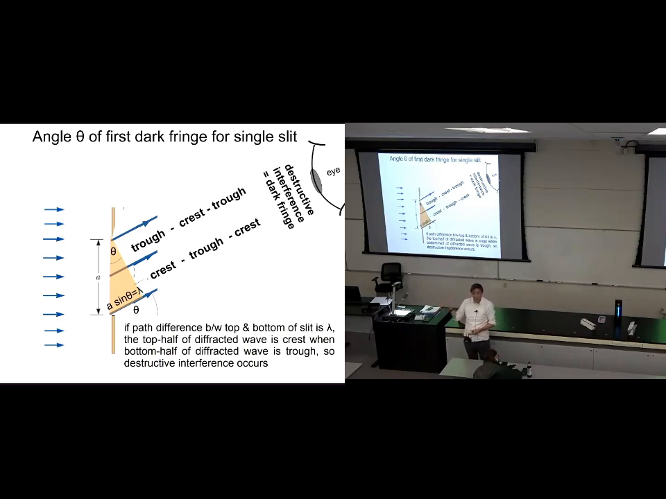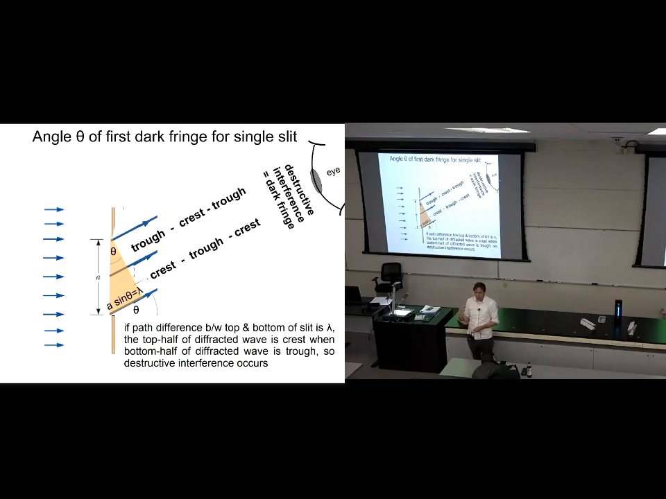So this distance is A sine theta, and all I'm saying is if that extra distance, A sine theta, is equal to a whole wavelength, you're going to get destructive interference. And so this is actually the master equation for the single slit experiment, that the first dark fringe appears when lambda equals A sine theta. It's as straightforward as that. It's just a bit of geometry and understanding this constructive destructive interference that's going on.